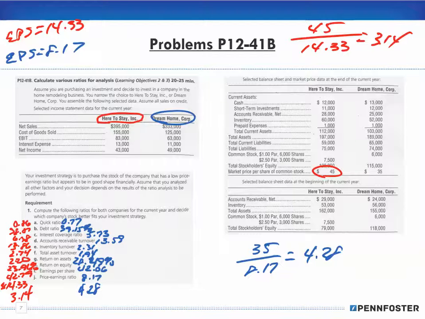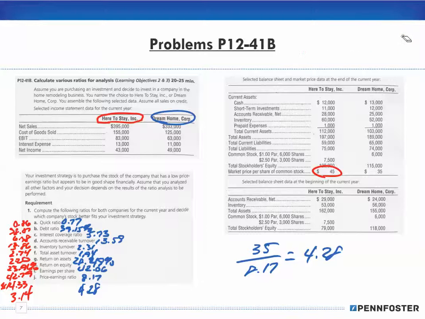Okay, now that we've got, so pause the video, I'm going to erase this. Okay, so now that we've got all of our ratios, remember, what are we trying to do here? Assuming you are purchasing an investment and decide to invest in a company in the home remodeling business, you narrow the choice to Here to Stay or Dream Home. You assemble the following data, assume all sales are on credit. All right. Your investment strategy is to purchase the stock of the company that has a low price to earnings ratio, but appears to be in good shape financially.